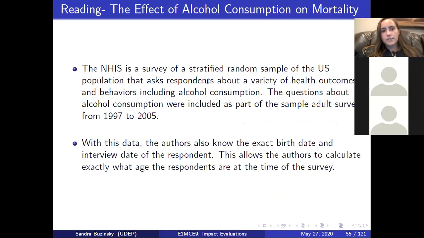So this NHIS is a survey of a stratified random sample of the US population, and it's asking respondents a variety of health outcome and different behavior questions, such as alcohol consumption. They have data on this alcohol consumption from the full period. And within that, they know the exact birth date and the interview date of the respondent. So this allows them to calculate exactly what age the respondent was at the time of the survey. That's really important. You need to know where people are with respect to the cutoff to be able to do this, right? So you need to say, this is when they turn 21.